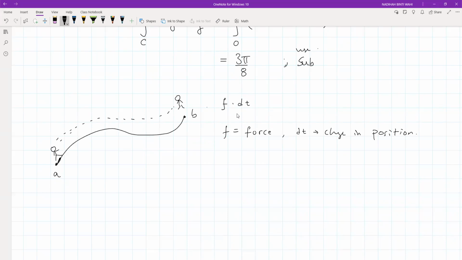What do you understand from f times, let's say, the distance? So you have force times distance, or maybe displacement. What do you understand from this?